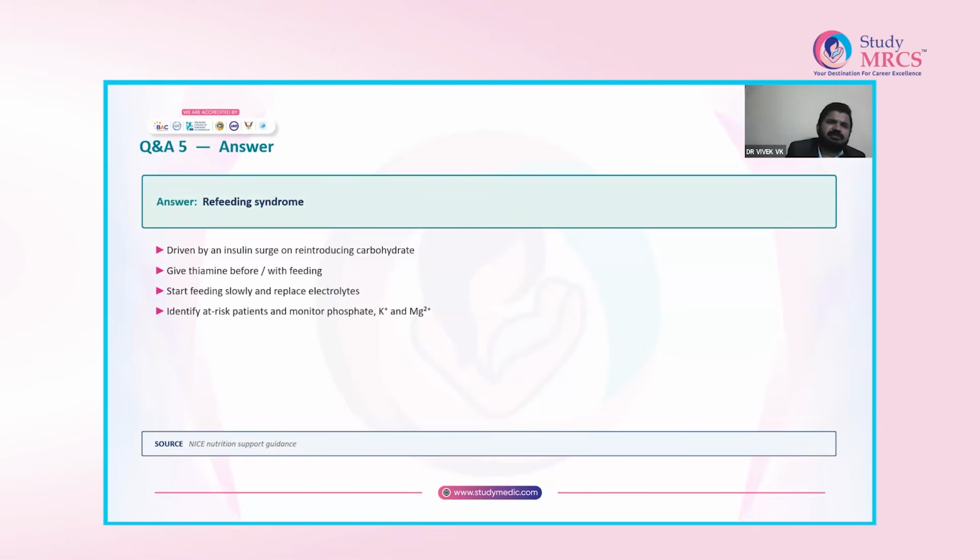The answer is refeeding syndrome. It is driven by the insulin surge on reintroducing carbohydrate. So always give thiamine before or along with the feeding. Start feeding very slowly and replace the electrolytes. And always identify at-risk patients and monitor the electrolytes, that is phosphate, potassium, magnesium.